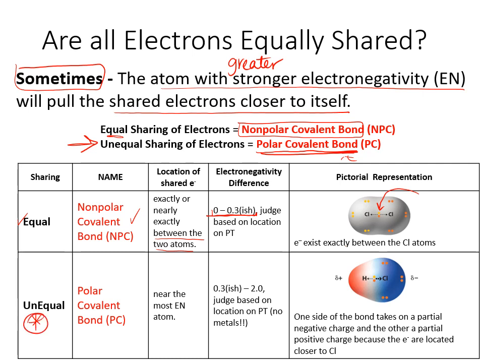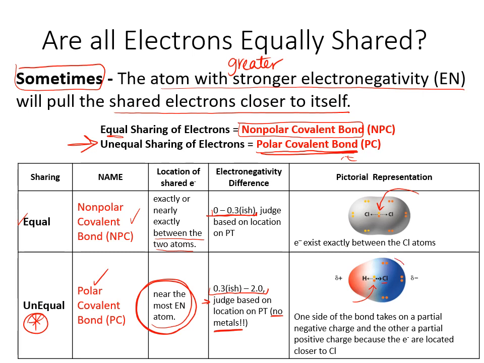Unequal sharing is a polar covalent bond. The electrons can be found near the most electronegative atom. Our differences will be about 0.3 to 2.0. You're going to judge based on the periodic table, and just remember, no metals. So even if you get a difference less than 2.0, that doesn't make it covalent. It's definitely ionic. What we have here are the electrons living closer to this chlorine atom.